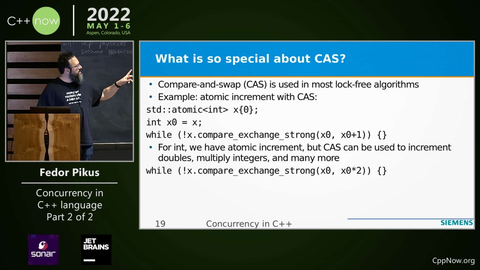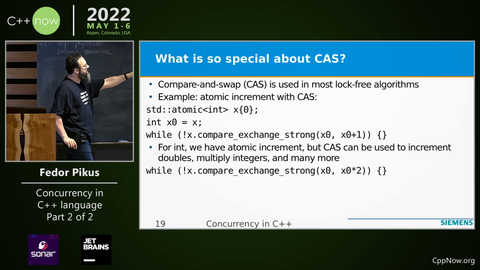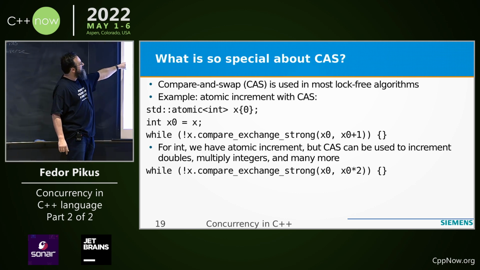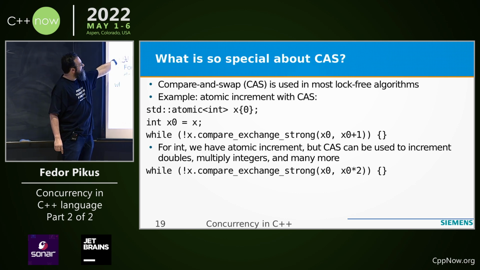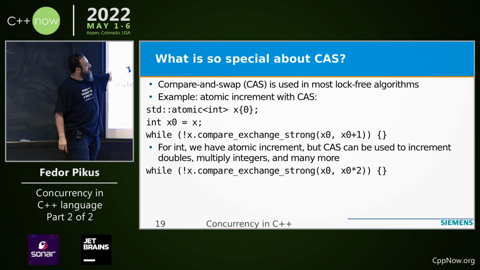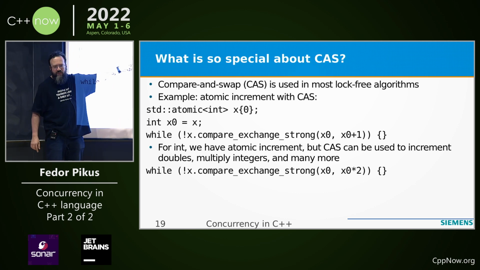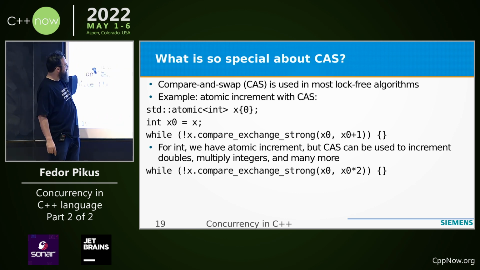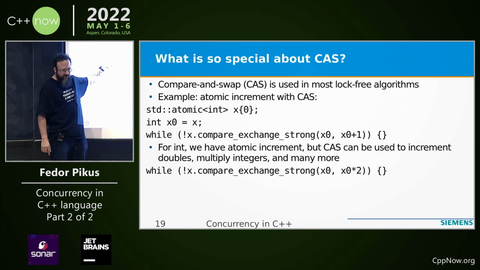The reason this one is interesting is because it's actually used in most lock-free algorithms. So, for example, if we didn't have atomic increment, this is how you implement atomic increment. You read the value, and then you keep trying to replace the old value with the old value plus 1. And if nobody else changed the old value, you succeed in replacing it. And if somebody changed the value, you get the current value back, and you try again.